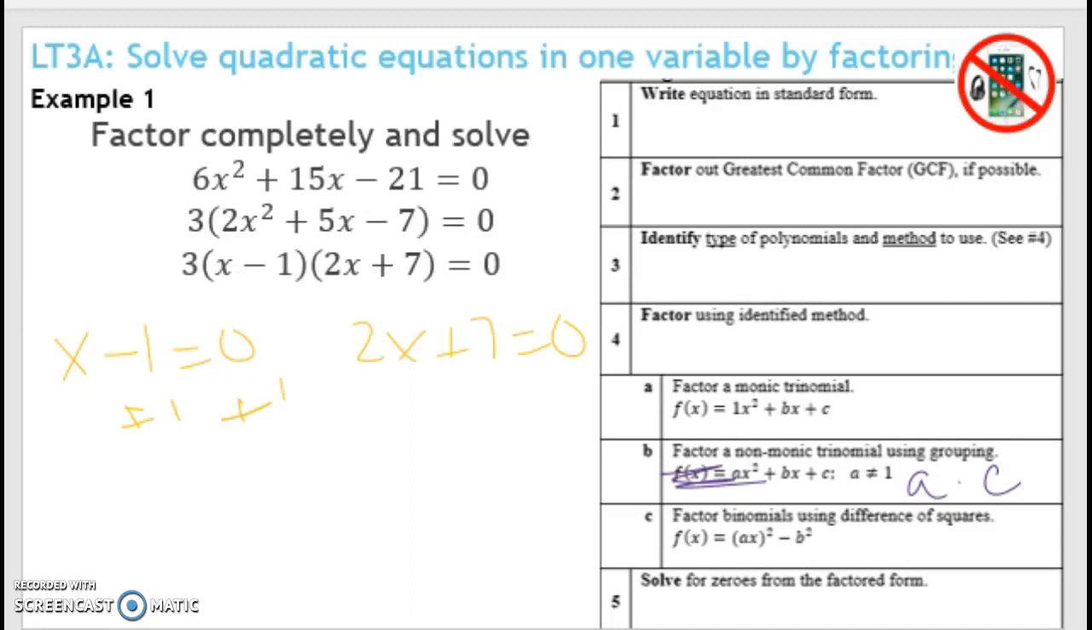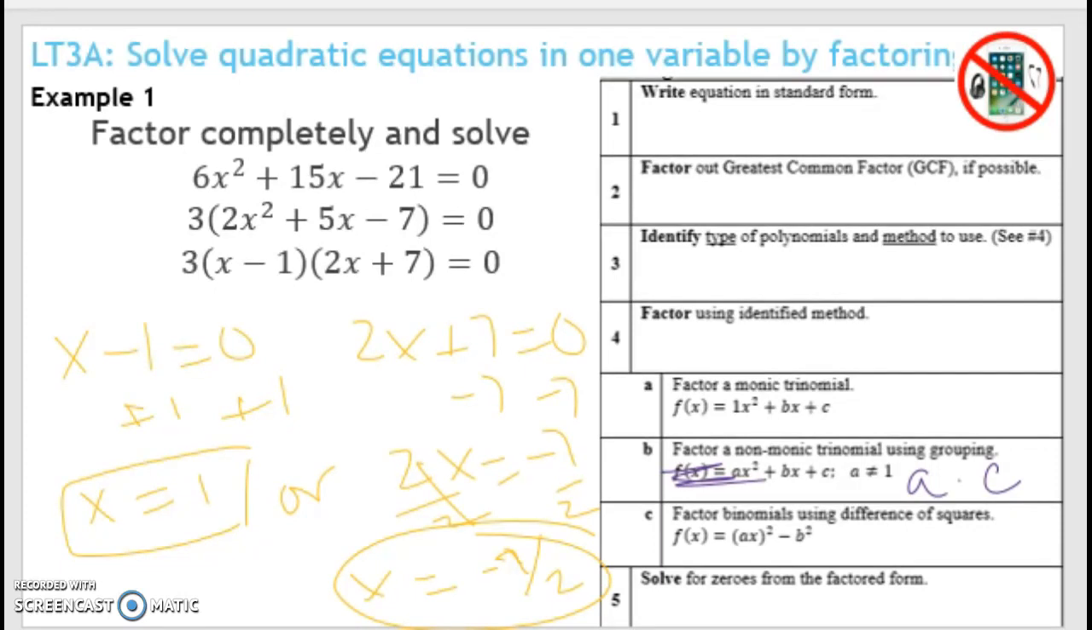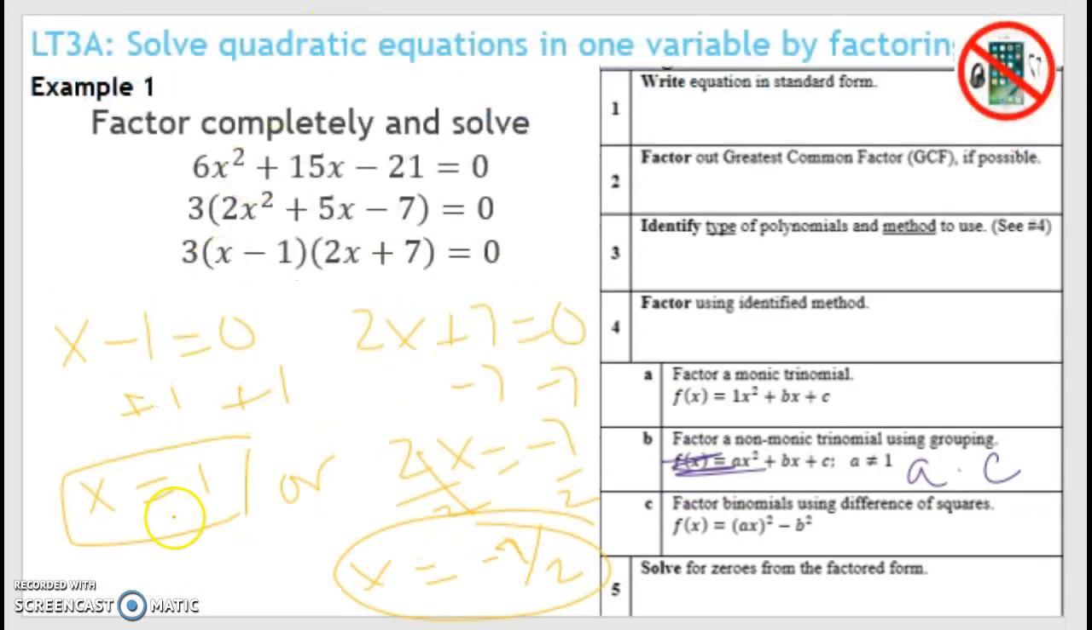So add 1 to both sides, x is equal to 1, or here we subtract 7 from both sides, 2x is equal to negative 7, divide both sides by 2. You can leave it as a fraction or change it to a decimal. Either way works. So we have negative 7/2. There we go. That's how we solve non-monic quadratics.